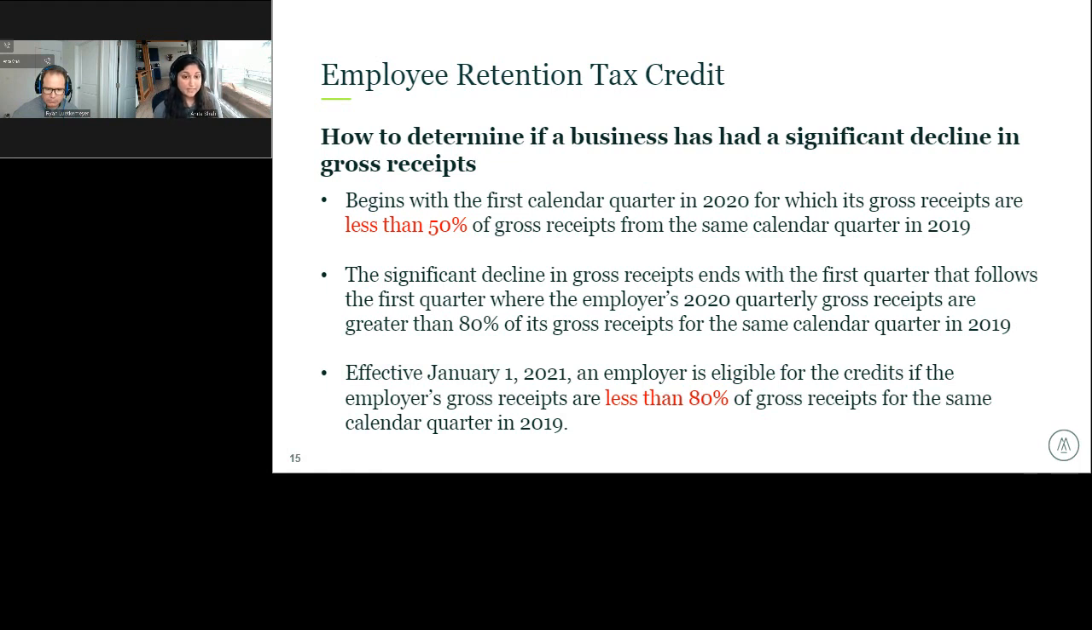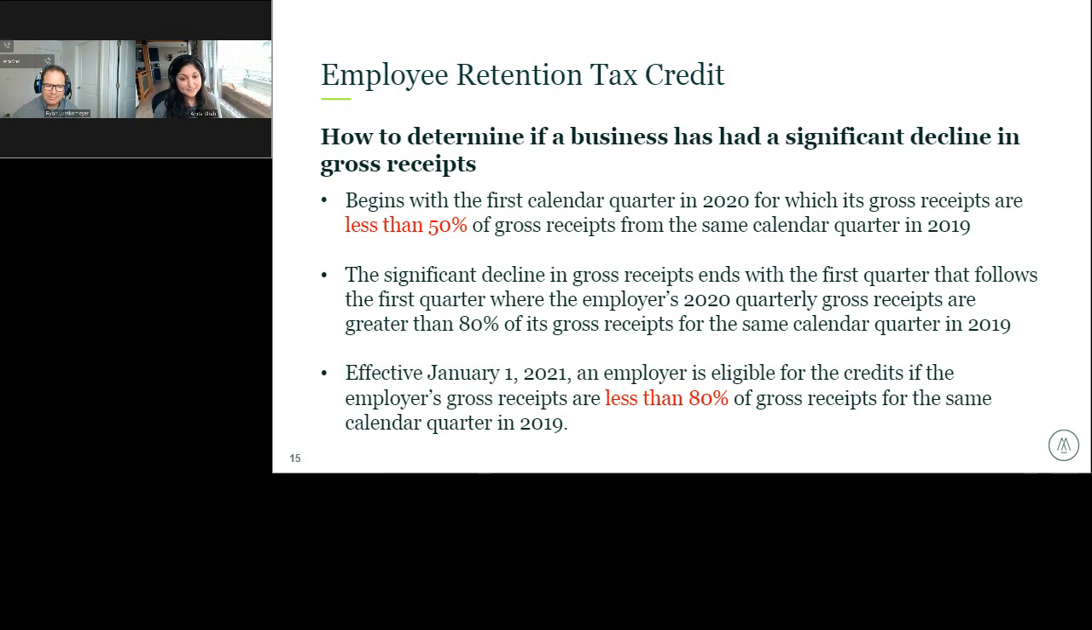So in 2020, you would start your eligibility for the ERTC if your gross receipts were less than 50% of the gross receipts in the same calendar quarter in 2019. This is when you begin your eligibility for ERTC. So you would think that if that's when it begins, it would end when you go above 50%. That's not true, because the IRS doesn't like to make things easier for us. But they did make it a little more generous.